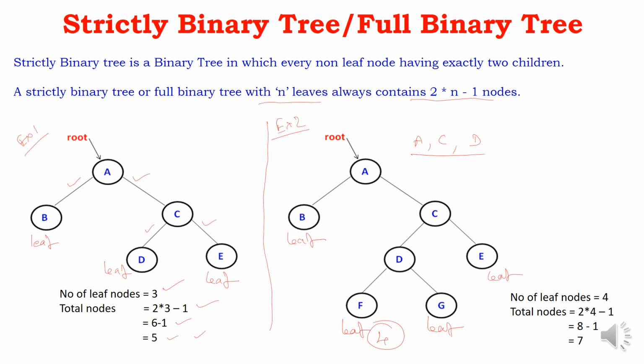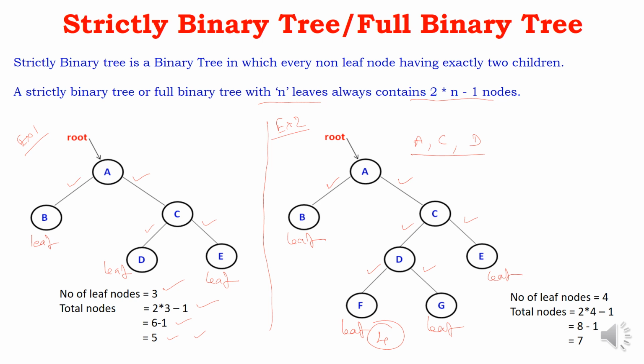These 3 non-leaf nodes have exactly 2 children. See, A has left and right subtrees, C has left and right subtrees, D has left and right subtrees. So if all non-leaf nodes in a binary tree have exactly 2 children, then that binary tree is a strictly binary tree or a full binary tree. So this is a full binary tree, or you can consider this a strictly binary tree. And the second property is, if there are n leaf nodes, it may contain 2 into n minus 1 nodes.